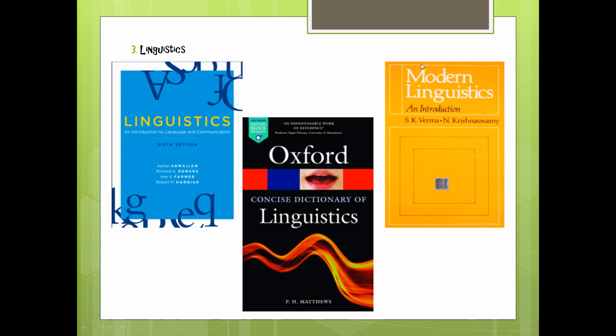Next, after that, we come to S.K. Verma and Krishnaswamy's book Modern Linguistics: An Introduction. This is a very popular book which is suggested at the beginning level in colleges and universities. For example, if you are a beginner in linguistics, or even if you're studying English literature and you have an optional paper in linguistics, you will be advised to read this book.